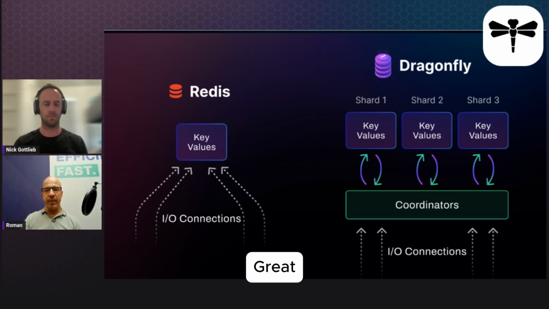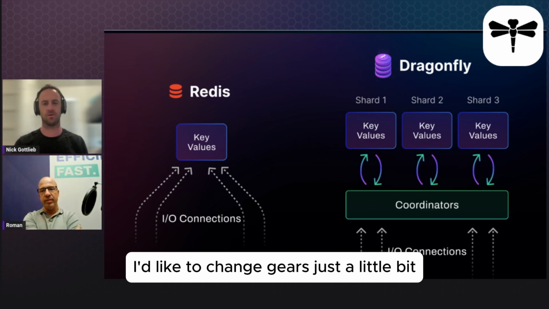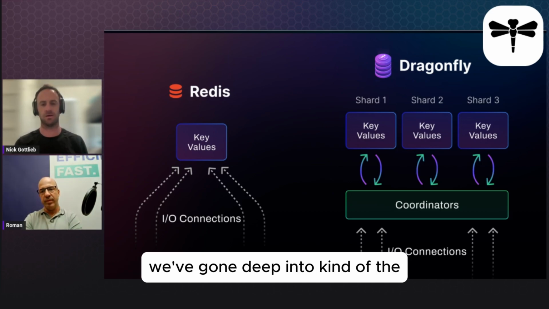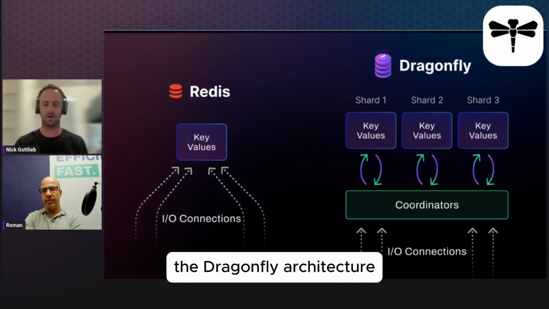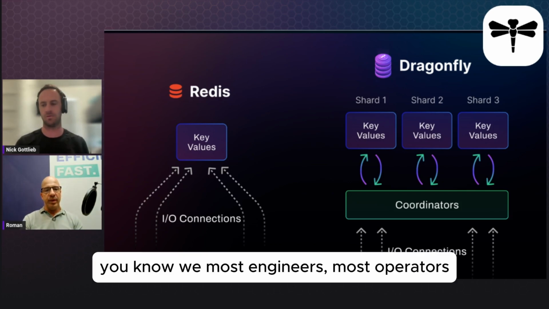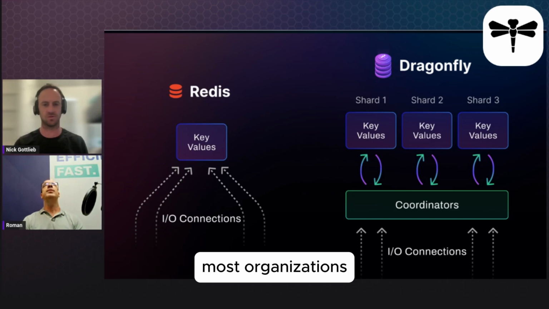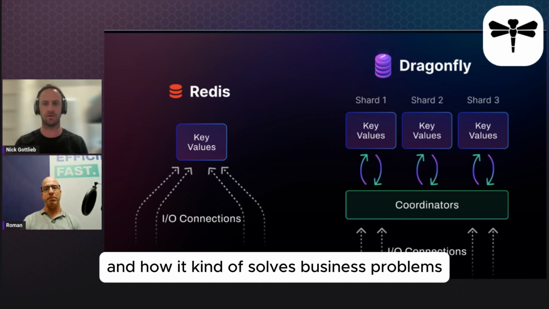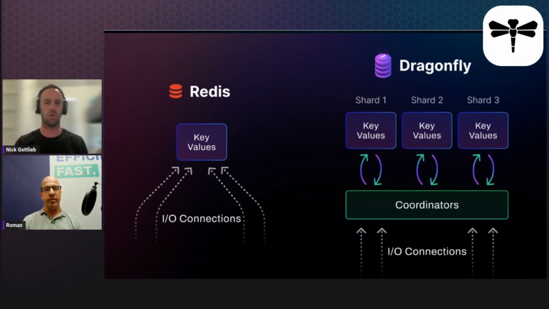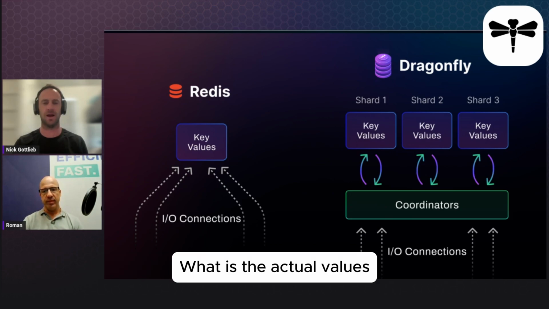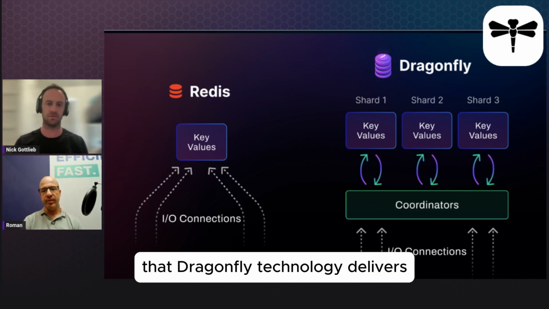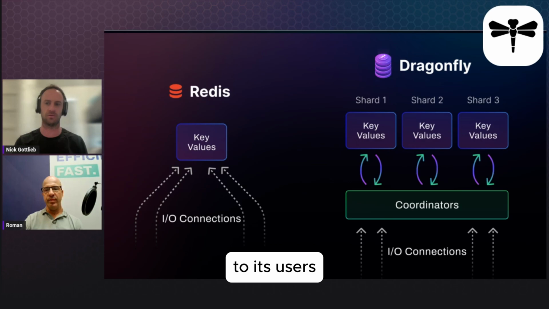Great. I'd like to change gears just a little bit. We've gone deep into the Dragonfly architecture, but at the end of the day, most engineers, most operators, most organizations choose their technology based on business value and how it solves business problems. What are the actual values that Dragonfly as a technology delivers to its users?